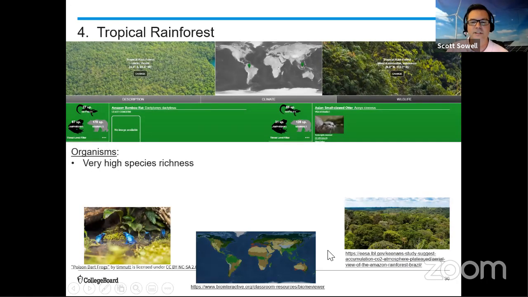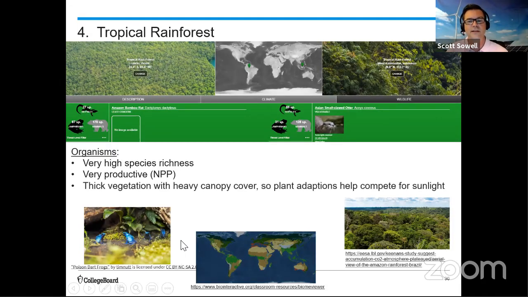Really biodiverse area, huge species richness, lots of NPP. So remember, the NPP is the net primary productivity, the battery that kind of feeds the rest of the food web. There's so much vegetation that the rate of photosynthesis is so strong that it has lots of NPP to support a very complex food web in the tropical rainforest.